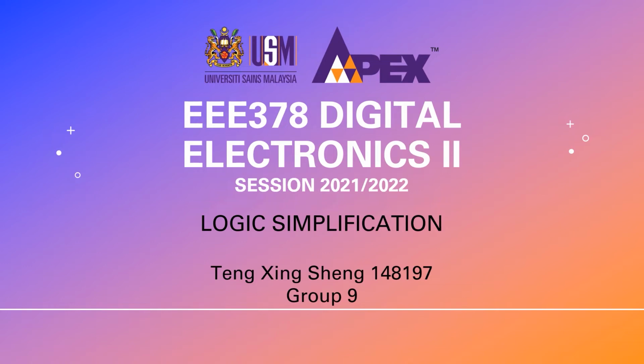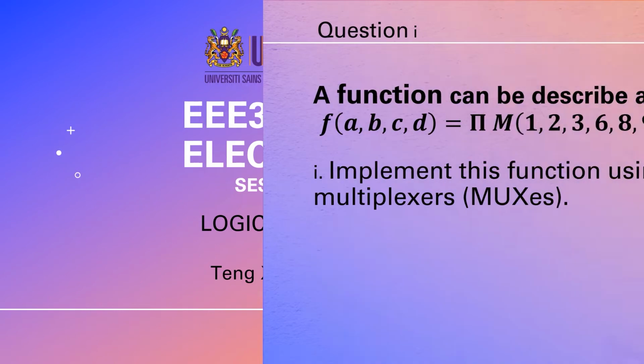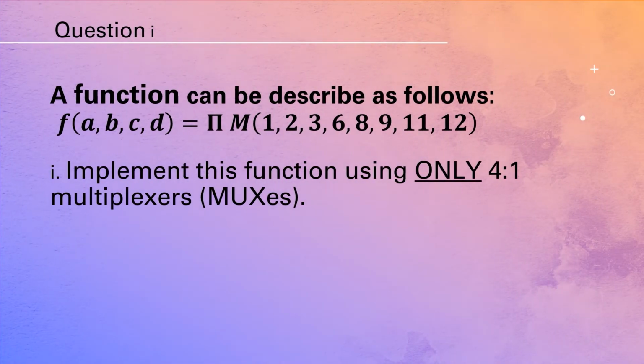In this video, I will discuss the topic of logic simplifications in Digital Electronics 2 with the given task. The question states that a function can be described as follows: the function f with variables a, b, c, and d equals the product of sum of max terms with the entries 1, 2, 3, 6, 8, 9, 11, and 12. For the first part of the question, we need to implement this function using only 4 to 1 multiplexers.